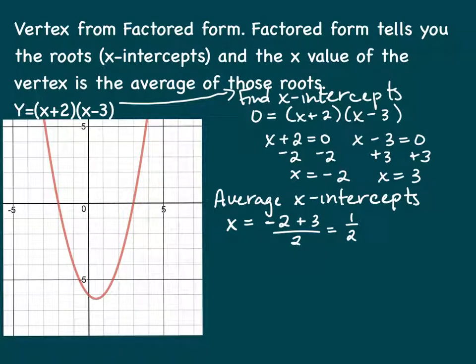Normally I would keep this in fractions, but for the sake of simplicity, I'm going to go ahead and put that as 0.5. Once I have my x value, then I'm going to get my y value. So I'm going to sub that in to the original equation to get y.